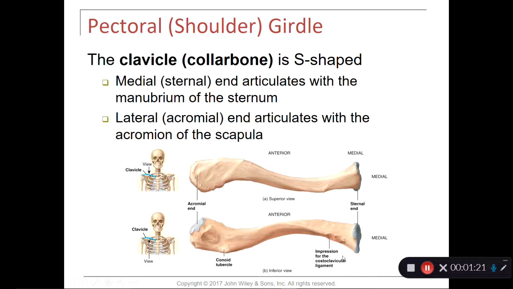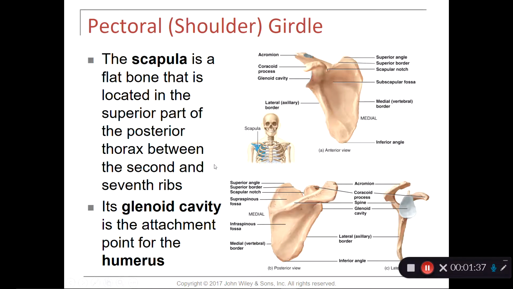We're not going to care about the impression of the costoclavicular ligament or the conoid tubercle. All we're just going to know is that we have a blunt end over here, more of a smushed down end over here on the acromial end. Now, why it's called the acromial end would require us to go ahead and switch over to the shoulder, the scapula.